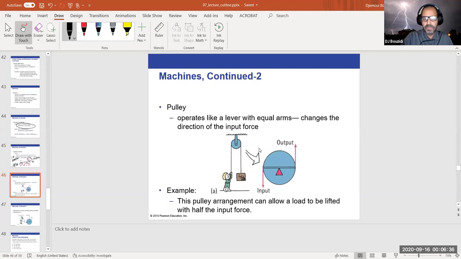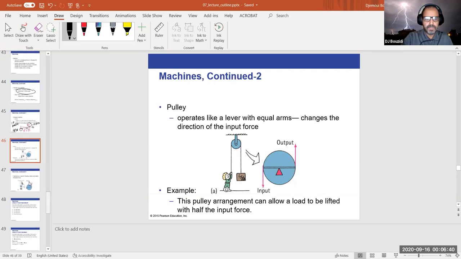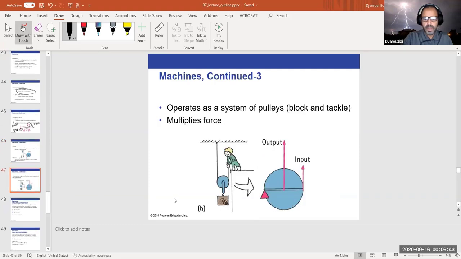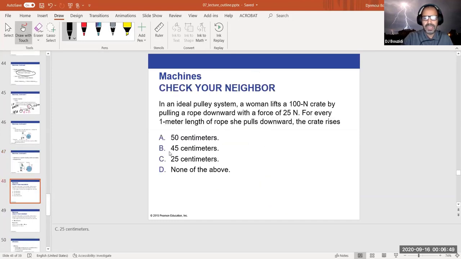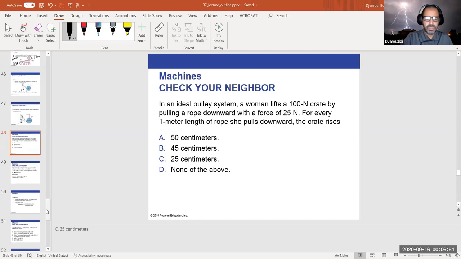So this is the pulley. We already talked about that. And this is the redirection of force, still work, okay? So again, this is just checking this concept in here, which should be easy enough.